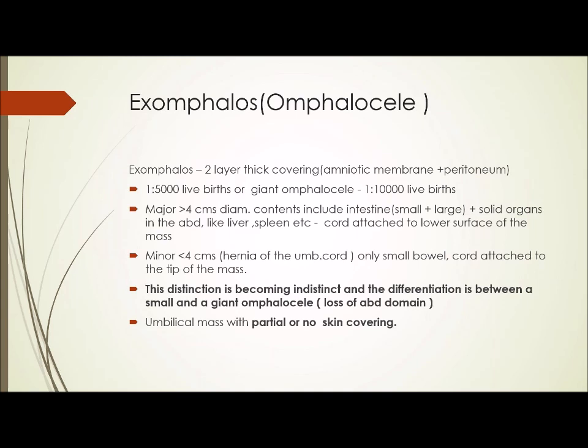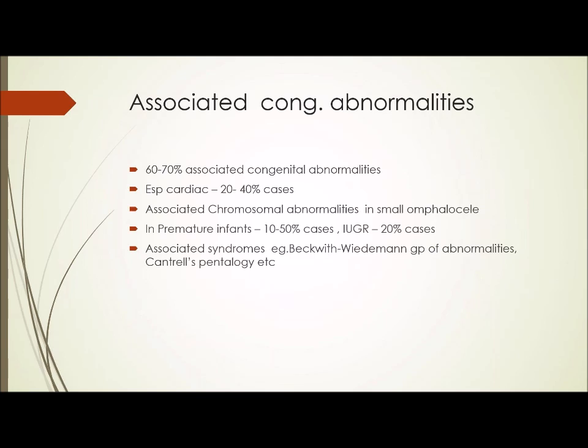And usually this mass does not have any skin covering, or may have just partial skin covering at the base. What is more important is almost 70% of these are associated with other congenital abnormalities, and you have to look for them. These are usually syndromes which have almost 4 or 5 other abnormalities, like for example Beckwith-Wiedemann and Cantrell's pentalogy. Pentalogy basically means 5 other problems in this patient, or 5 congenital abnormalities. But cardiac abnormalities are not very uncommon. 20-40% of them will have a cardiac abnormality. And associated chromosomal abnormality is there, but it's more common in premature infants or in infants who have been subjected to IUGR.